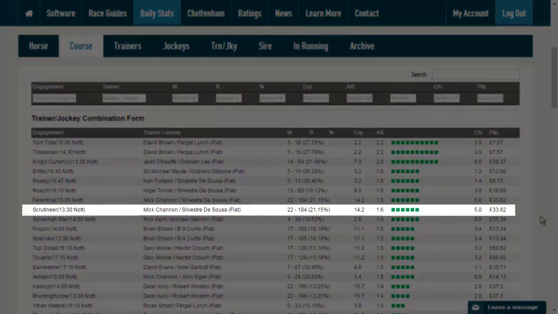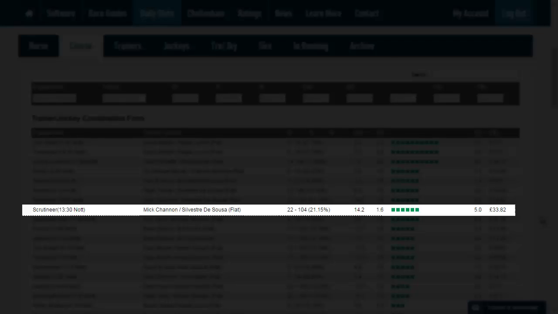Let's look at an example. The trainer and jockey combination form of Mick Shannon and Sylvester D'Souza, who teamed up with Scrutineer in the 1330 at Nottingham, have an expected record of 14.2. The actual over expected index is 1.6. This is 22 winners versus the 14.2 expected.